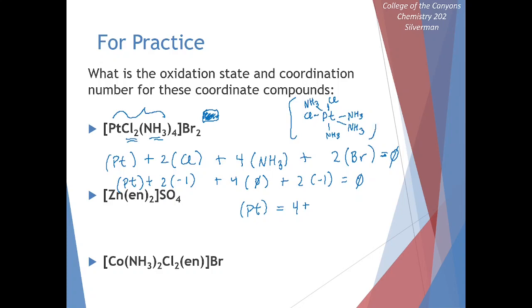Outside of those brackets, we have some bromides, which are just there to balance out the charge. How many things are attached to our central metal? How many atoms are attached to our central metal? 1, 2, 3, 4, 5, 6. So our coordination number has to be 6.